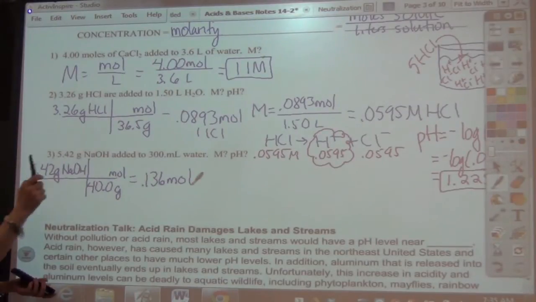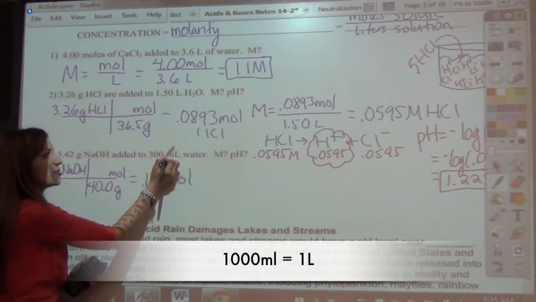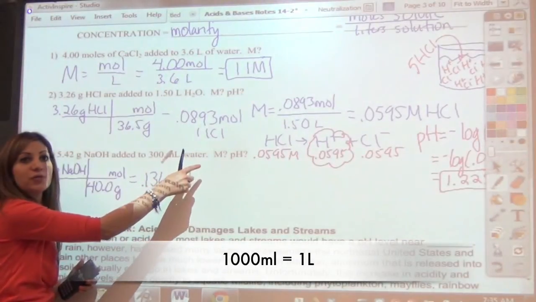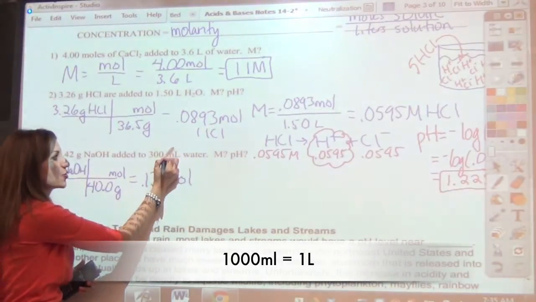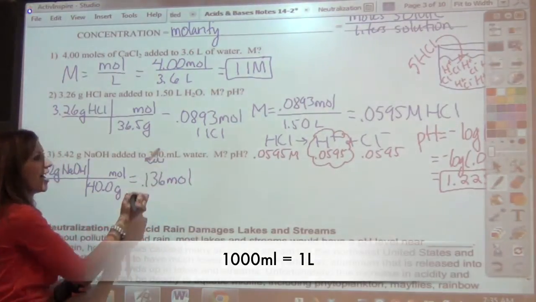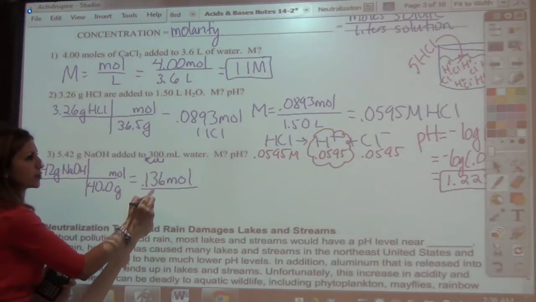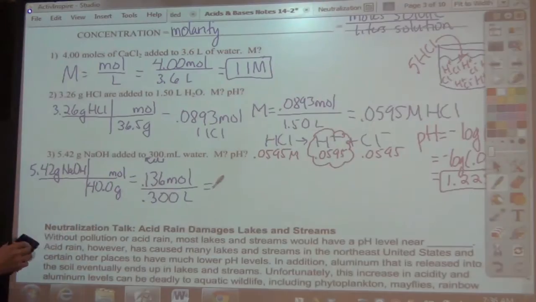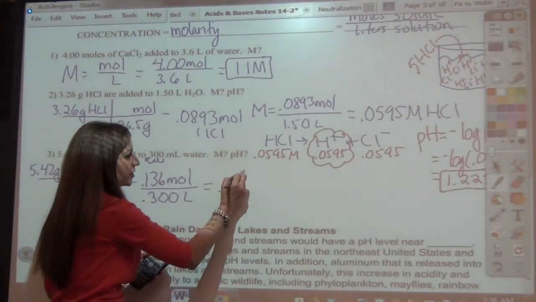Liters, nice. But they don't give me liters. Divide by 1,000. Good, or take your decimal and move it which direction? If you're getting bigger, your number should get smaller. Good, so we're going to go 1, 2, 3 to the left. Now we're going to divide by our liters, which is 0.300 liters. Okay, so 0.453 if we're doing it this way.